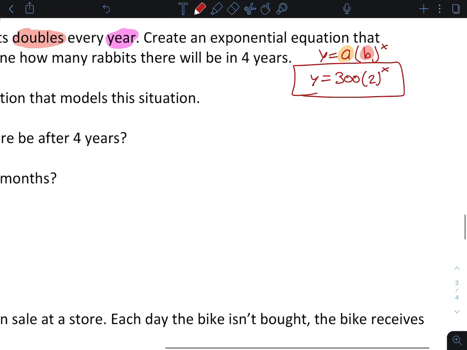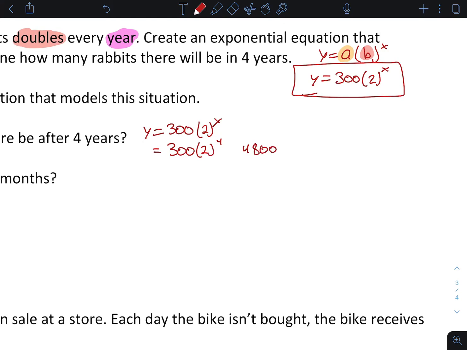How many rabbits will be there after 4 years? So in our equation, y equals 300 times 2 to the x. I'm going to say 300 and then 2 to the 4th power. Again, plug this in your calculator. Do not do 300 times 2 and then do that to the 4th. Instead, we'll get 4,800 rabbits. That's a lot of rabbits. Jeez.